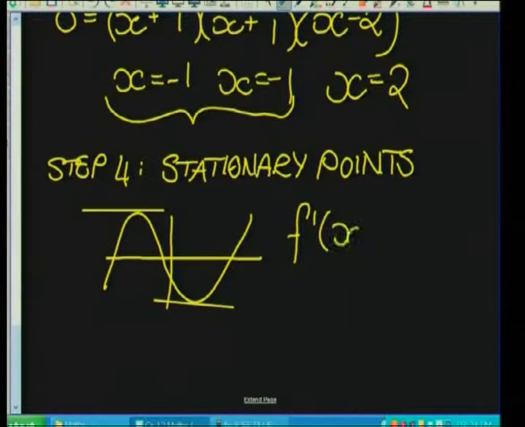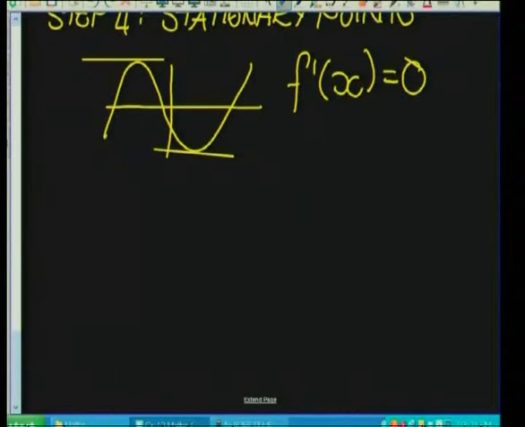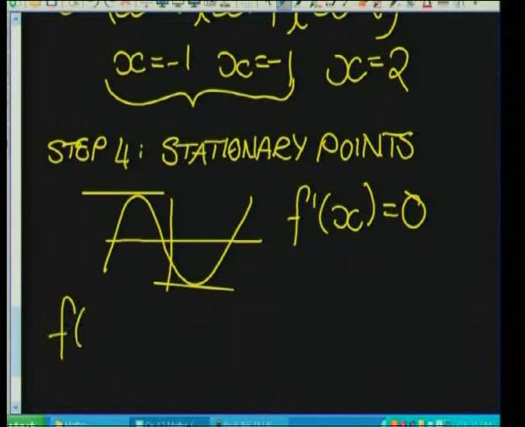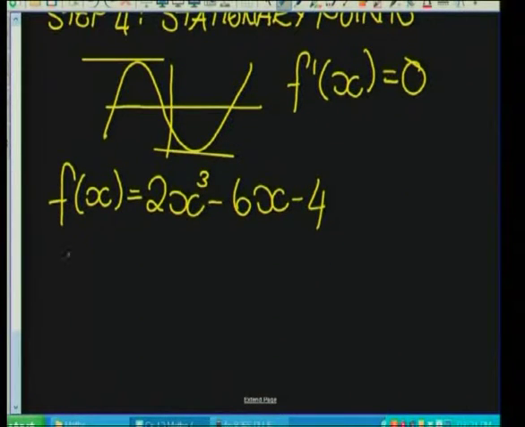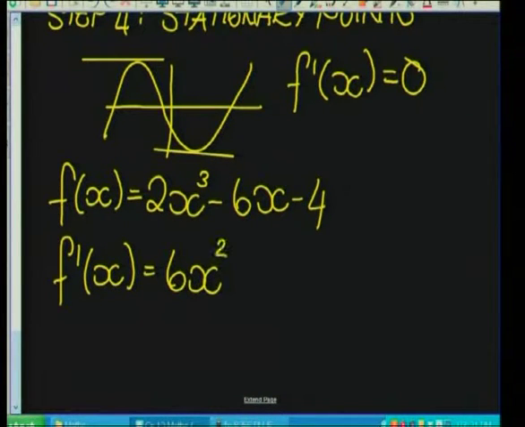Therefore, when we are working with our stationary points, the theory is that to work out our stationary points, we calculate our derivative and we make it equal to 0. So the derivative of our original function, let's just go back to it, f of x was equal to 2x cubed minus 6x minus 4. That was our original function. The derivative of that is 6x squared minus 6, and what we do is we let that derivative equal 0.